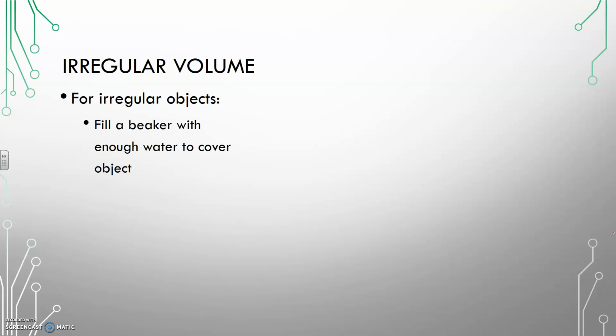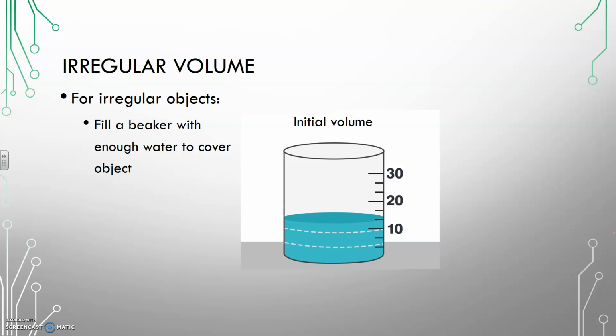So first thing you want to do is fill a beaker with enough water to cover the object. You don't want to fill the beaker all the way up, because then it's going to overflow during this. So you just want enough water that it's going to cover the object. This is our initial volume here.